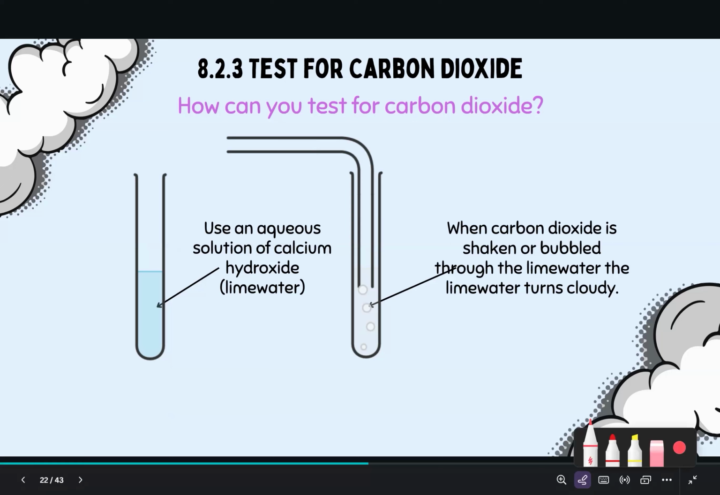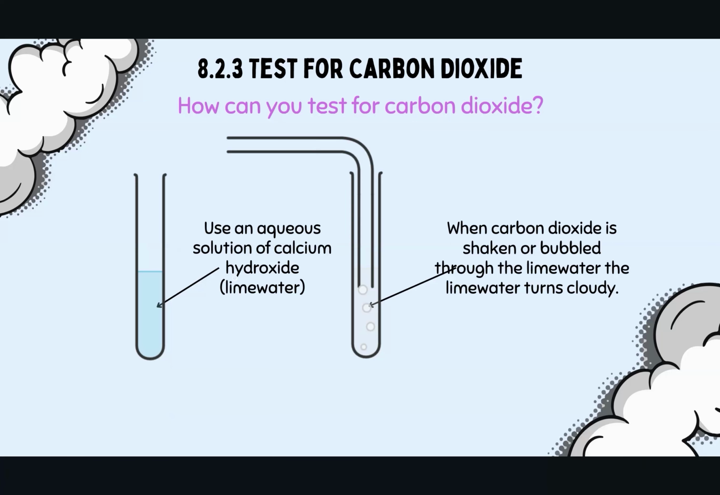Use an aqueous solution of calcium hydroxide, lime water. So calcium hydroxide looks like this. When carbon dioxide is bubbled through, it turns the lime water cloudy. So here you've got a colorless solution of lime water. When you add carbon dioxide to it, it becomes cloudy.